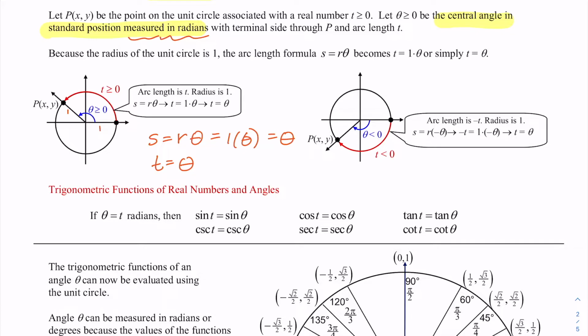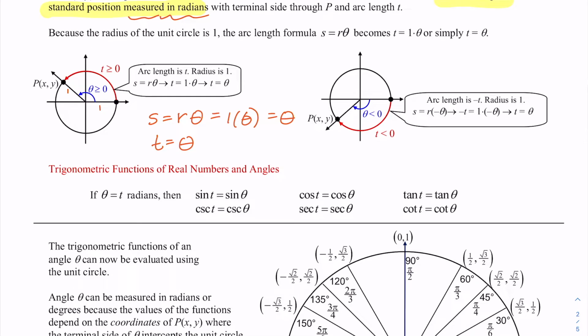Arc length is negative t. Radius is still 1. We have s is equal to r times the opposite of theta. And so that means the opposite of t is equal to 1 times negative theta. Whoops, I think that this should be s is equal to r times theta, and now we've got t is equal to 1 times theta. So that means t is equal to theta. Sorry about that.